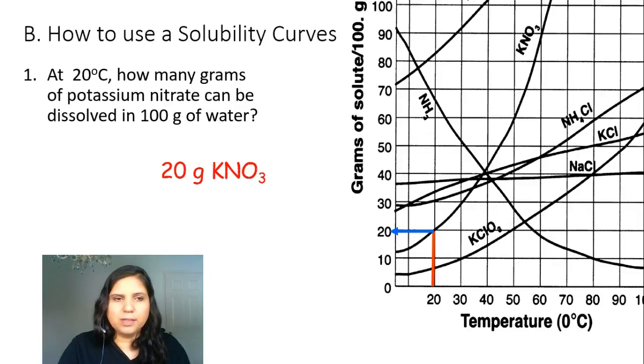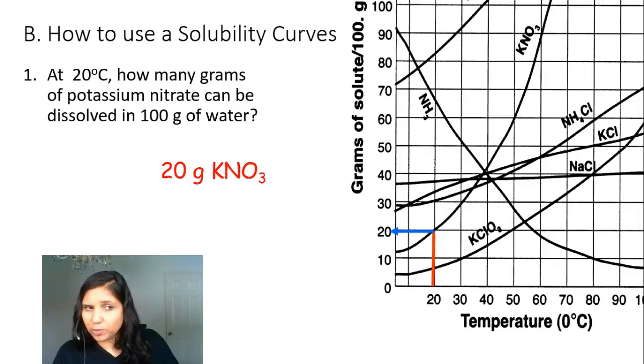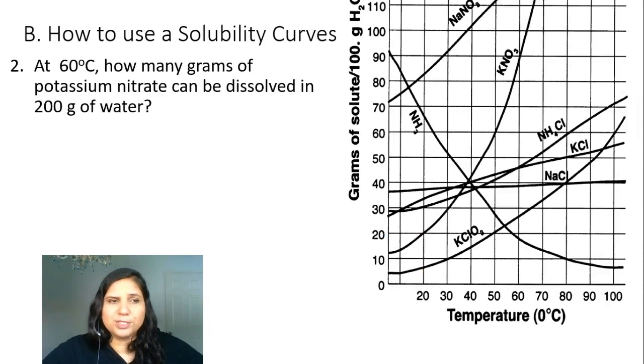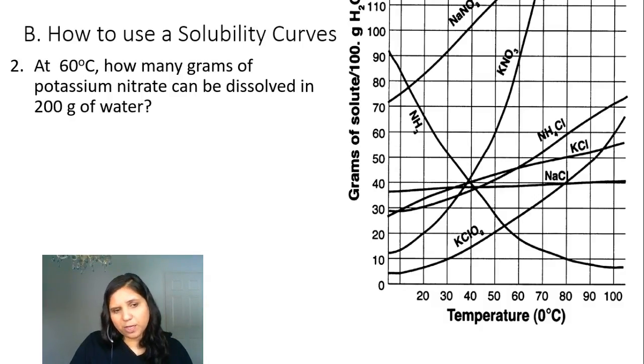That's 20. So 20 grams of potassium nitrate can fit in 100 grams of water at 20 degrees. Pretty easy. Number 2, at 60 degrees, how many grams of potassium nitrate can be dissolved in 200 grams of water? So slightly different. We'll do the same thing.